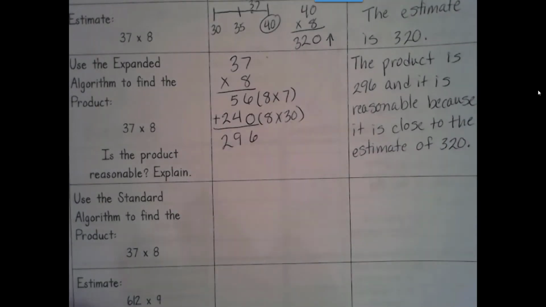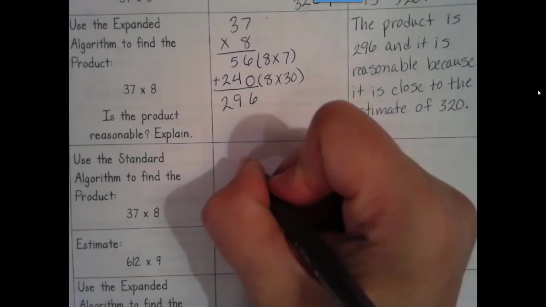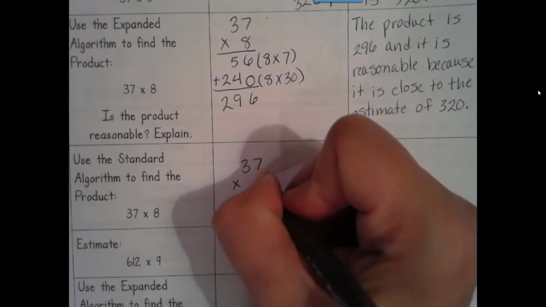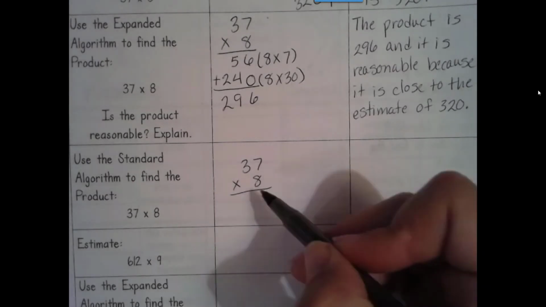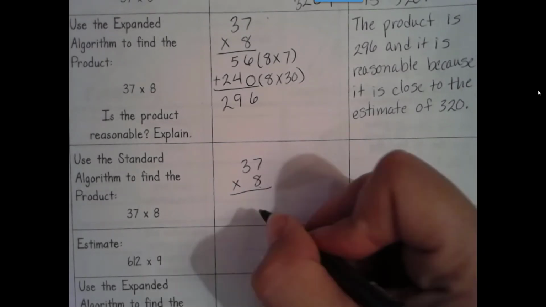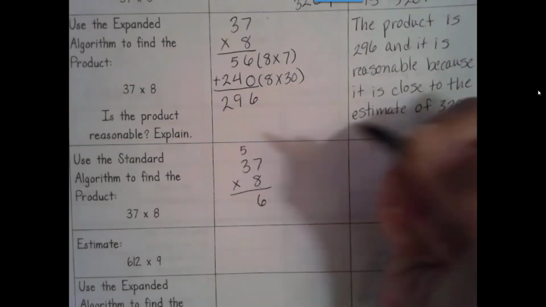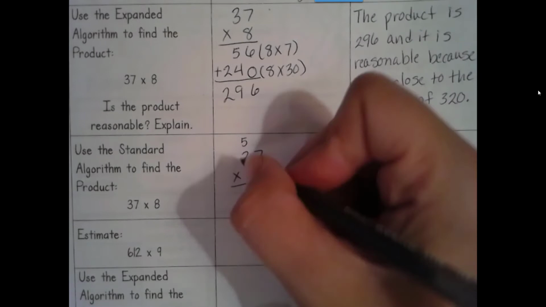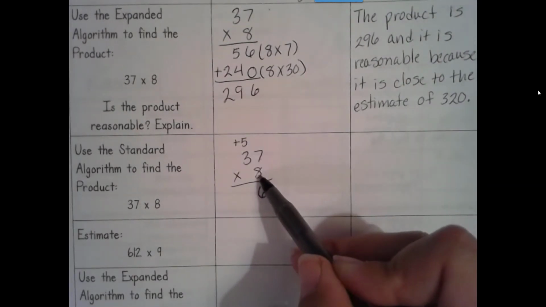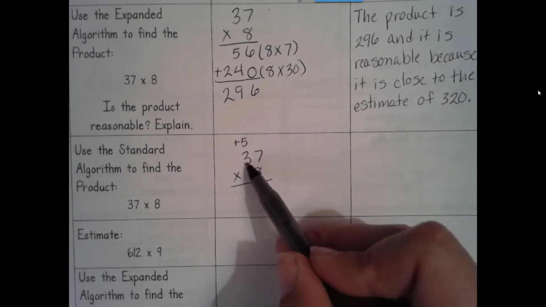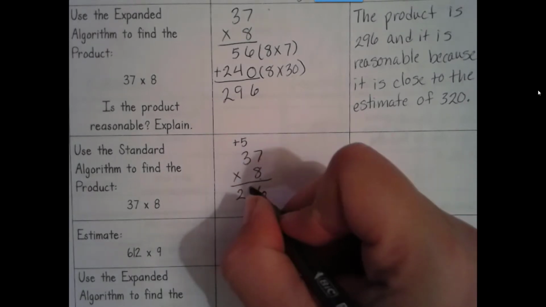So now we're going to multiply the same numbers using our standard algorithm. 37 times 8, we need to make sure there's room above for any regrouping. 8 times 7 is 56. The 6 goes in the ones place, and the 50 gets regrouped to the tens. Remember, we multiply, then we add. So 8 groups of 3 tens is 24 tens, plus 5 more. 24 plus 5 is 29 tens.